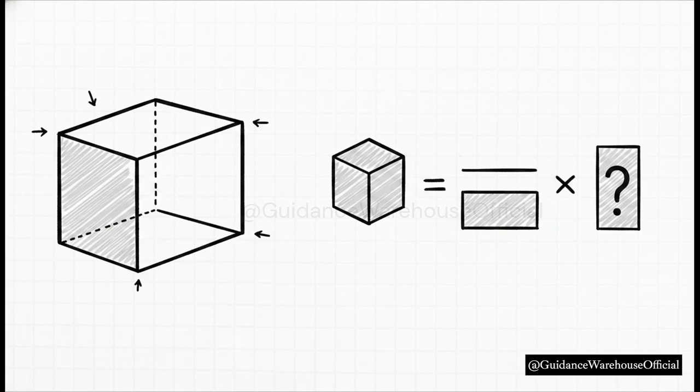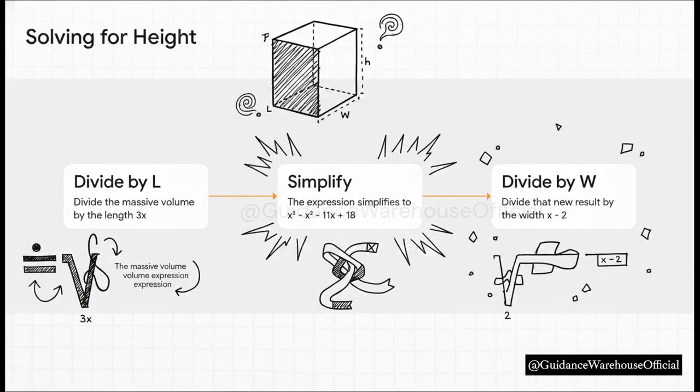Now, we know from basic geometry that volume equals length times width times height. So we simply set up our algebraic equation using the polynomials provided, and our ultimate goal here is to isolate that missing height, h. To isolate h, we need to divide the volume by both the length and the width. Step 1. Let's divide that massive volume expression by the length, which is 3x. Because it's just a single term, a monomial, we can divide each piece of the polynomial directly by 3x.